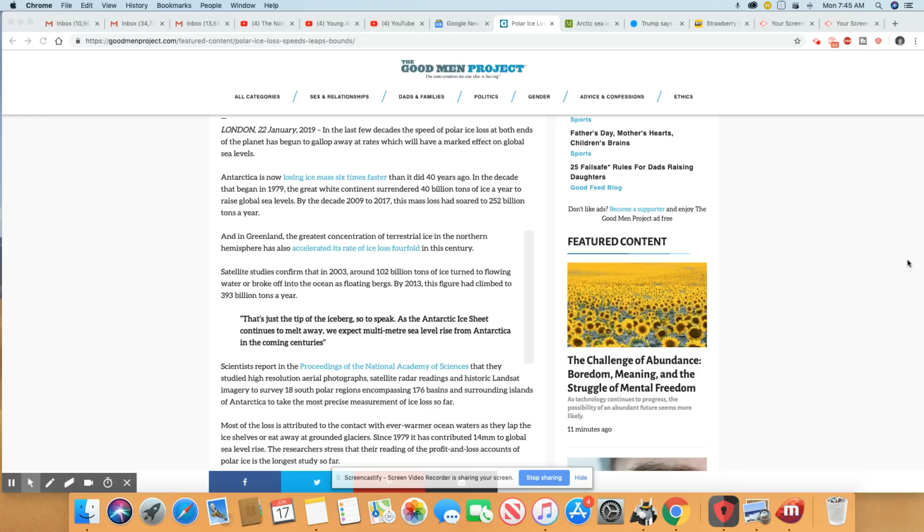Scientists report in the proceedings of the National Academy of Sciences that they studied high-resolution aerial photographs, satellite radar readings, and historic Landsat imagery to survey 18 South Polar regions encompassing 176 basins and surrounding islands of Antarctica to take the most precise measurement of ice loss so far. Most of the loss is attributed to the contact with ever-warming ocean water as they lap the ice shelves or eat away at grounding glaciers.